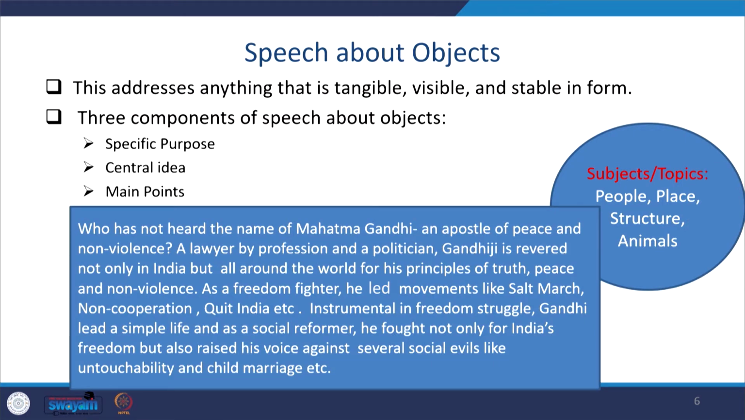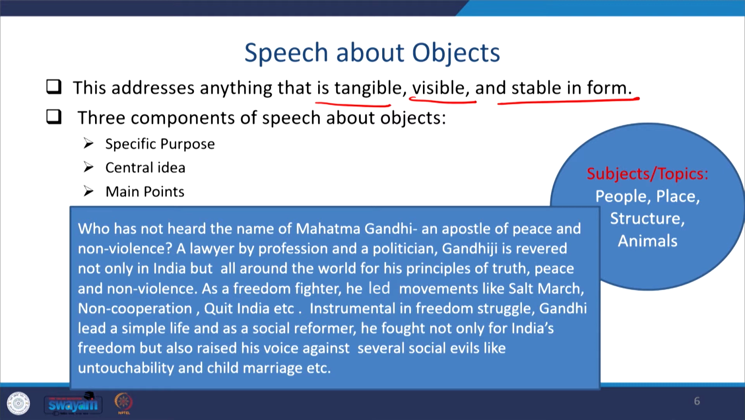When we talk about objects, you will find that speeches about objects are actually around something which is tangible, which is visible, and which is stable. So, when we talk about speeches about objects, the focus should be on anything that is tangible, anything that is visible, anything that is stable in form. Now, you might be thinking, what could be the topics of such speeches? These speeches can range from people to places to animals to structures, anything it could be.